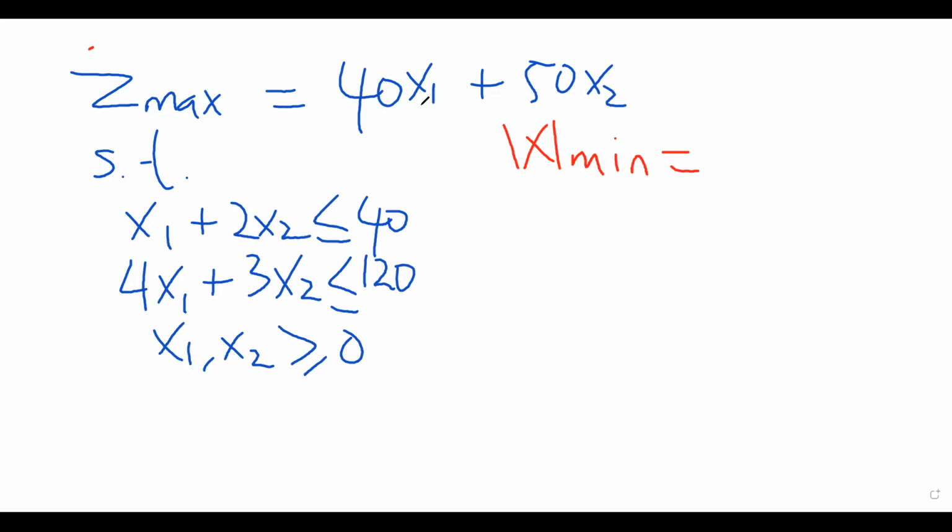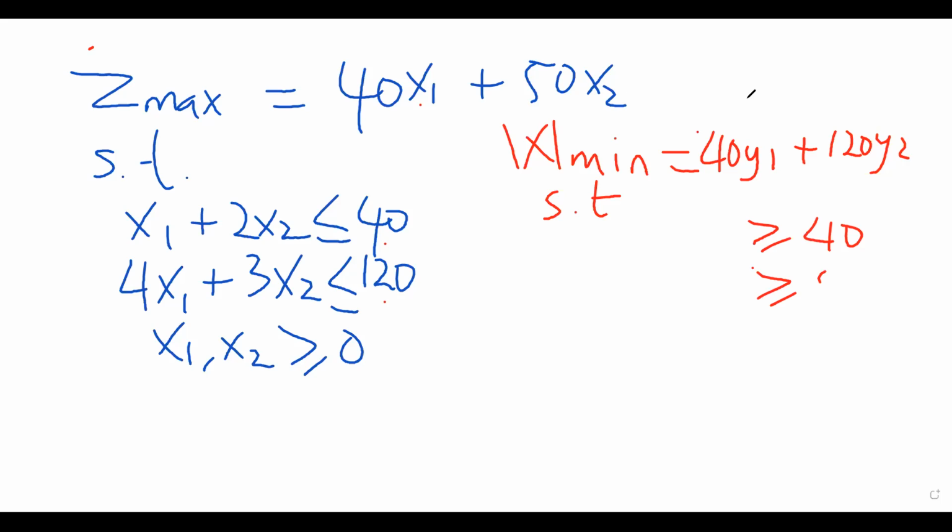So we said that the right-hand side will become the coefficient. So this 40 and that 120 are the ones we are going to use to write our objective here. So it's going to be 40y1 plus 120y2, subject to the constraints. If the primal constraint is less than or equal to, it will be greater than or equal to in the dual. So we want to write that first, greater than or equal to. And again, the number of decision variables will define how many constraints you should have. We're going to have 40 on the right-hand side, and then 50 on the right-hand side here.